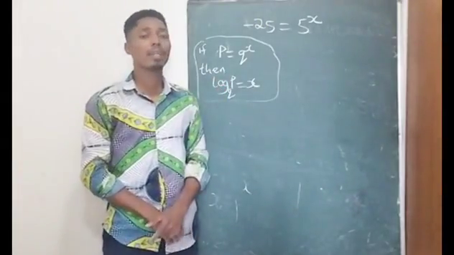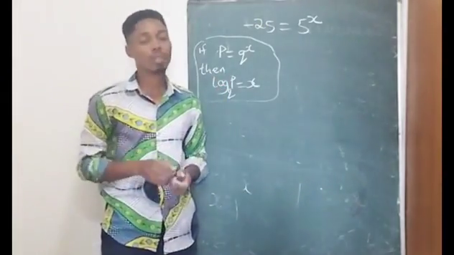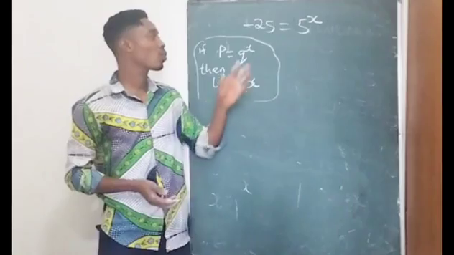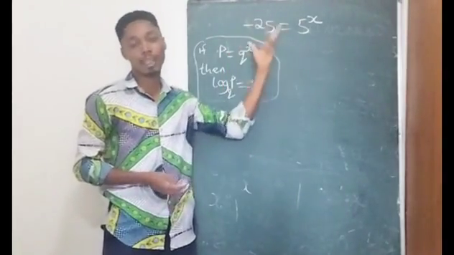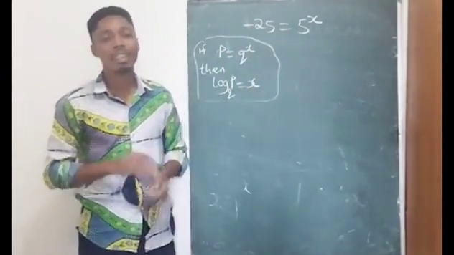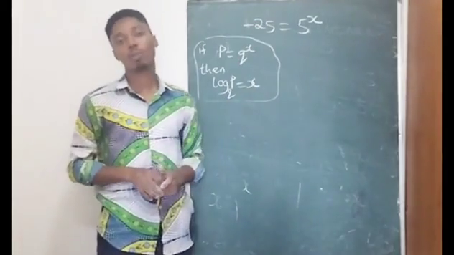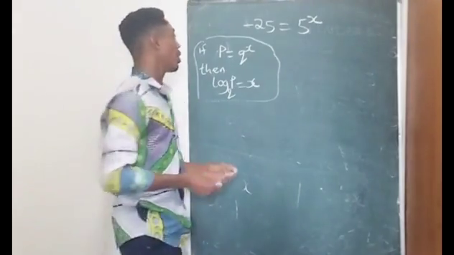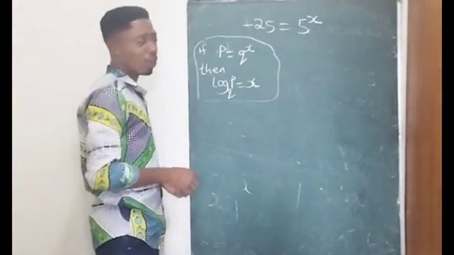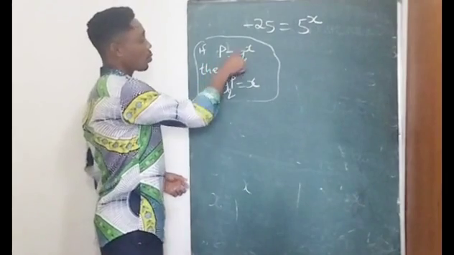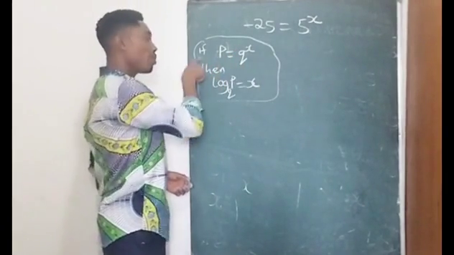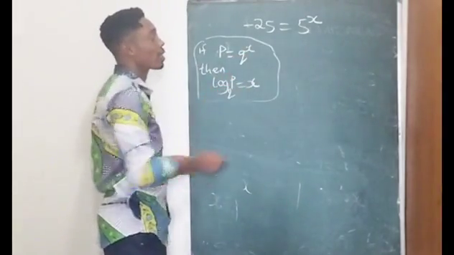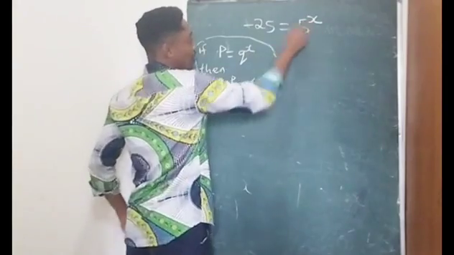From there, because that is not possible, we can say that the solution for the second value of x is invalid. There is no valid solution for that. This is true because from our rule of logarithm, p is equal to q raised to power x. If p is equal to q raised to power x, then log p in base q is equal to x. How am I going to find x?